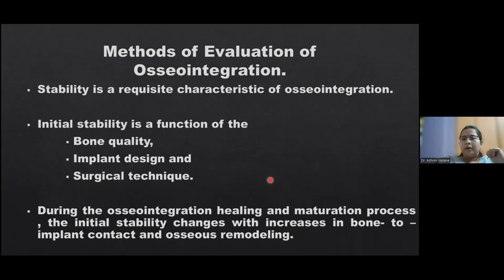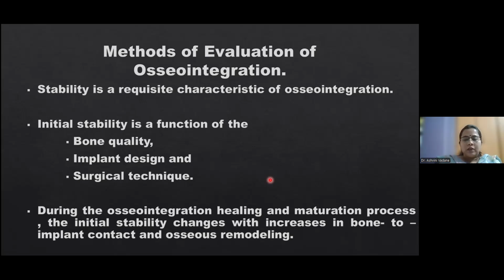Now regarding the bone quality, how it should be assessed. As I told you, whenever any implant patient comes to you, first of all you advise the radiographic examination. In that you can assess the bone height and width, which we will see in the radiographic examination topic. Implant design, we have seen already how the implant design is planned for good osseointegration. And surgical technique will also be covered in the surgical lecture part. But right now we have seen some points that we should take into consideration to get the initial stability.